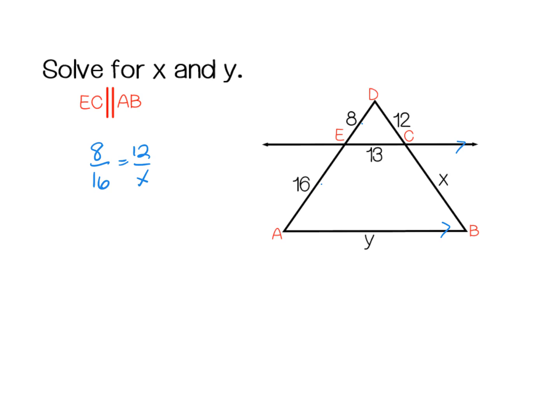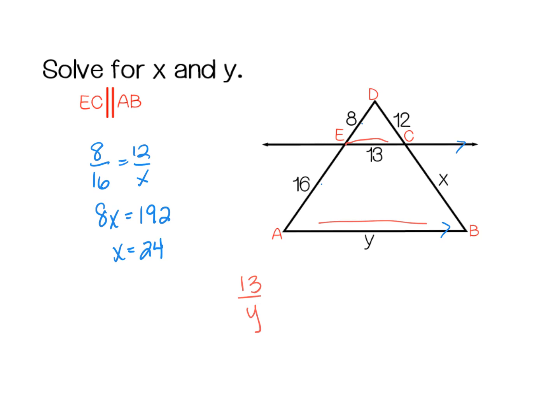I can just cross multiply there, or you can follow the pattern as well. So I have 8x equals 192. If I divide by 8, I have 24. Which is all great. That's easy, no problem. The trick here is y. When we get to y, I know y and 13 are going to have to be compared, because that's the bottom side of the triangle and the bottom side of the triangle.